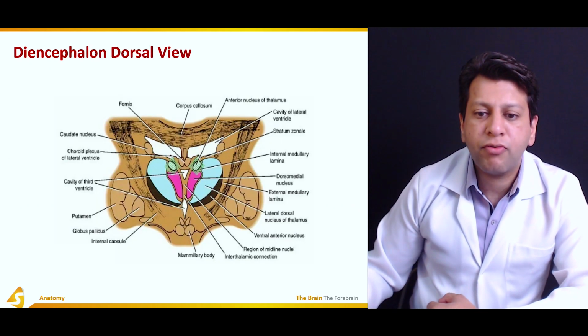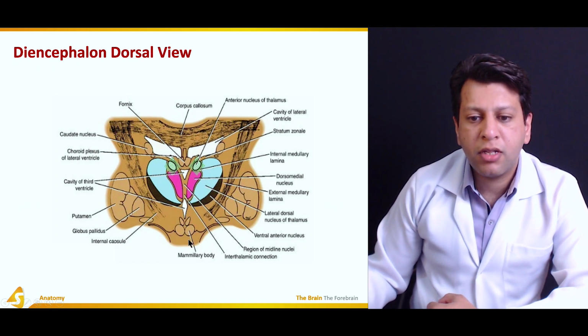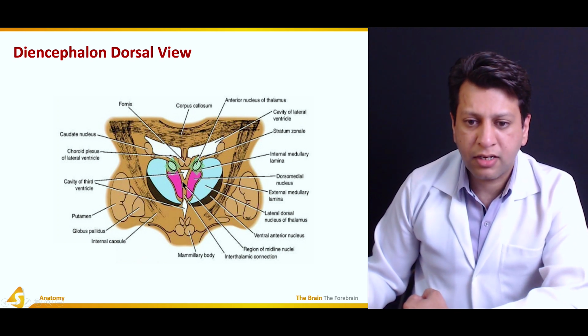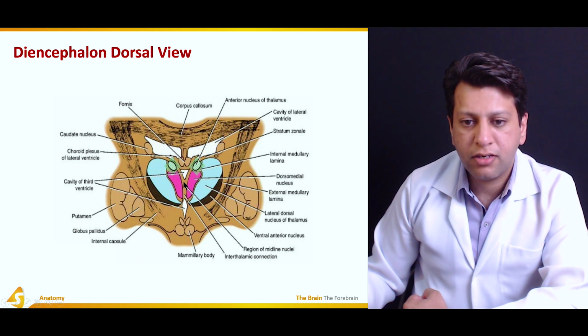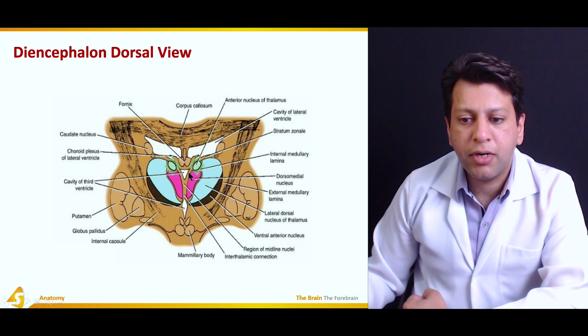If you appreciate over here, this is showing the cavity of the third ventricle. These are the medullary bodies which are present in the midbrain, and then as it ascends, this is formed by the diencephalon. This is how it's slit-divided. This is the cavity of the third ventricle, and this whole structure is like a box which is called the diencephalon. In the middle, you have midline nuclei.